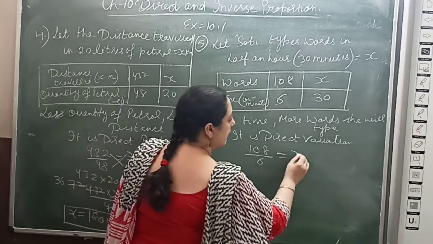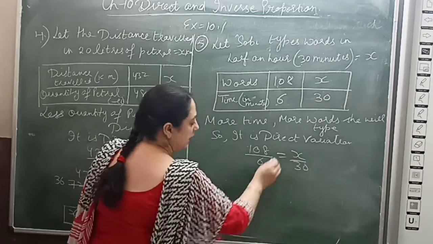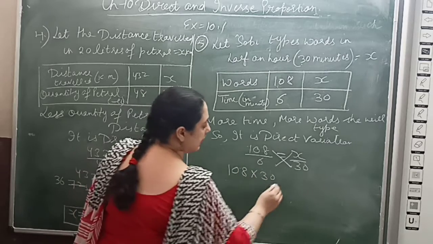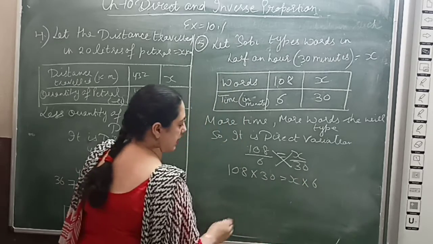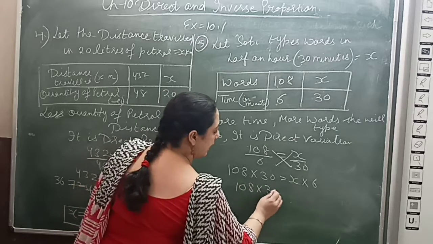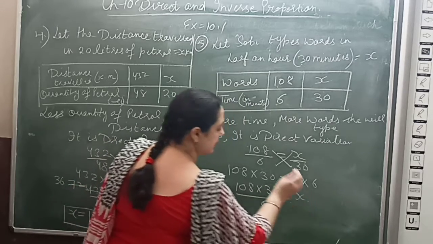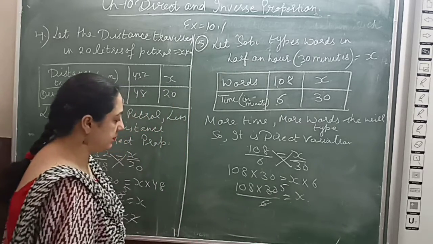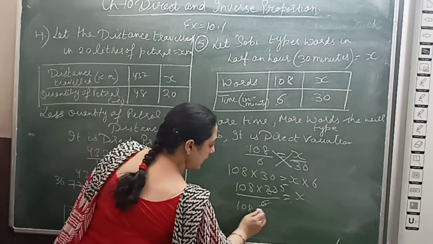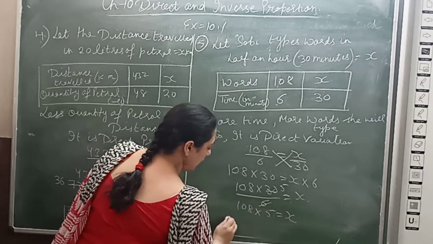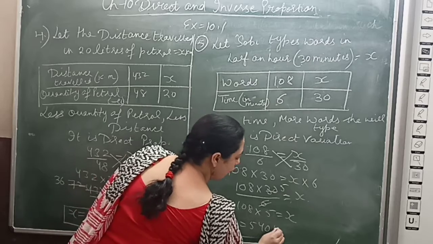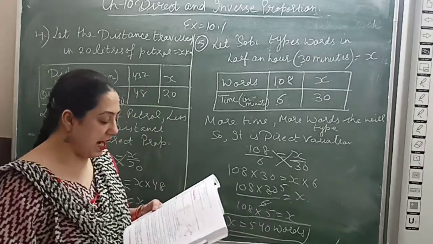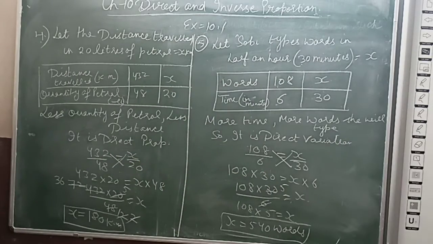108 over 6 is x over 30. Do the cross multiplication. 108 into 30 is x into 6. Now 108 into 30 divided by 6, you will get x. We will get x as 540 words. So it means Sophie types 540 words, right?